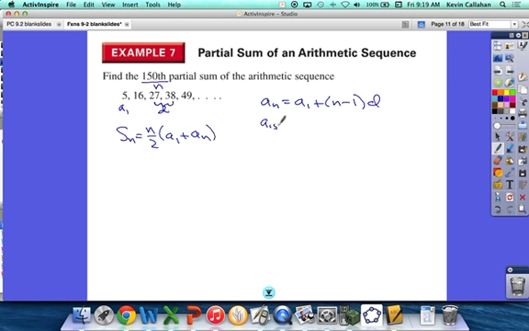A150 is 5 plus 150 minus 1 times 11. A150 equals 5 plus 149 times 11. A150 equals, I think I got that here, that is 1644.